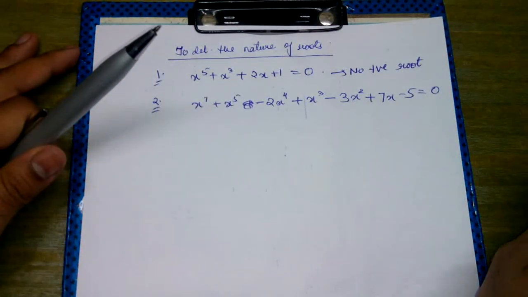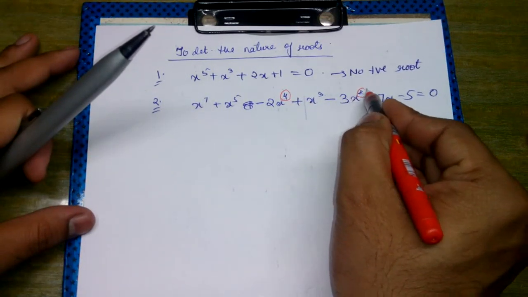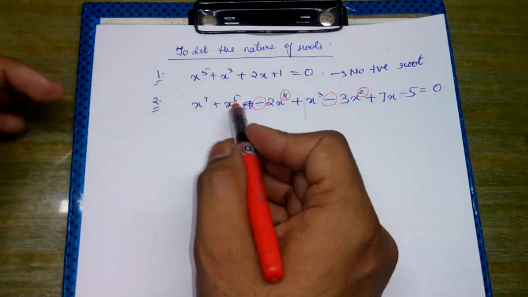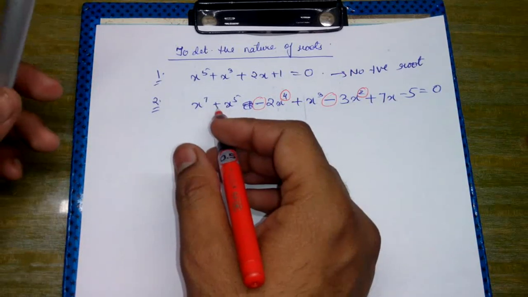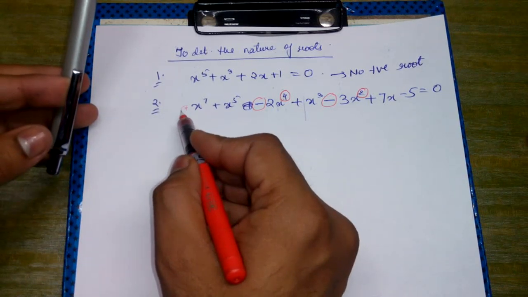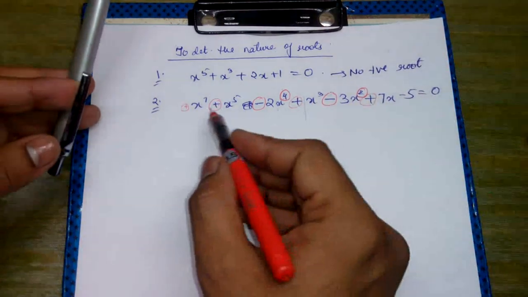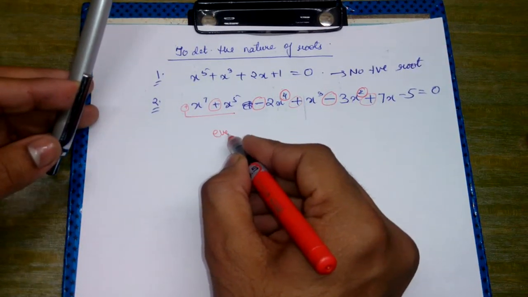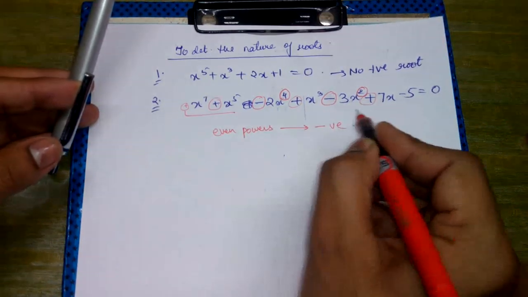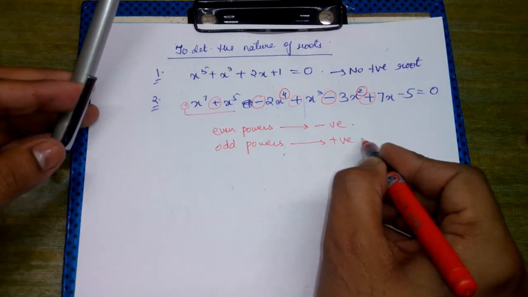0. Now if the coefficients of even powers of x are of one sign, even powers matlab x to the power 4, x to the power 2, inke sign kya hai? Negative hai. Theek hai? And the sign of the odd powers are opposite to that of the even powers. Matlab yahan par ye kya hai sign? Positive. यहां पर भी पॉजिटिव, यहां पर भी पॉजिटिव. So here we are seeing that the even powers have the coefficients as negative, whereas odd powers have the coefficients as positive.